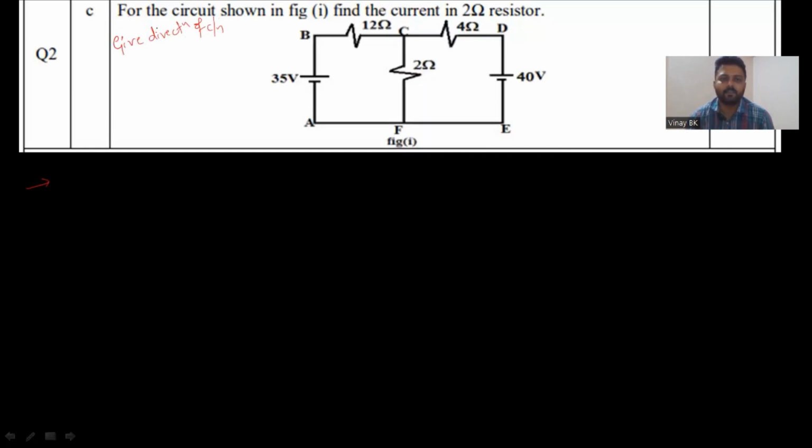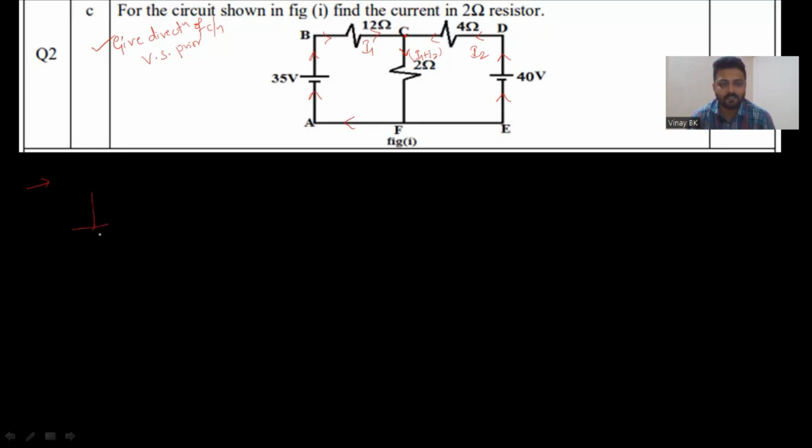They have not given the direction of current, so you give the direction of current by considering the voltage source as a priority. In the first loop, current is flowing from A to B, from lower potential to higher potential. I'm considering this as I1. Similarly, for the 40 volt source, current is flowing from E to D. I'm considering this current as I2. At junction C, both currents are entering, so the current flowing through the 2 ohm resistor is I1 plus I2. Current entering is positive.